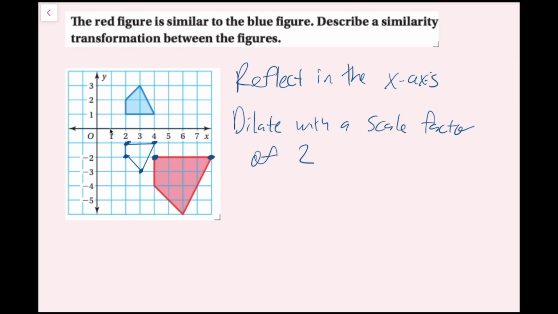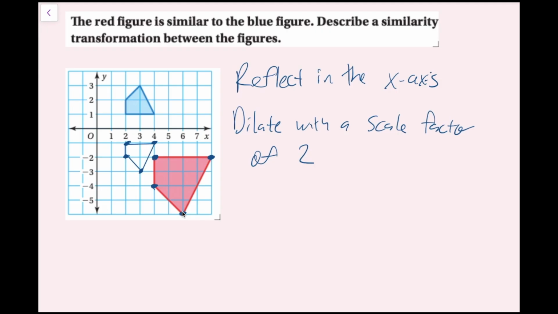And then over here, I have (2, -2). Okay, well, 2 times 2 is 4, and then -2 times 2 is -4. So it's right here. And last, I have (3, -3). Well, 3 times 2 is 6. -3 times 2 is -6, and that brings me right here.